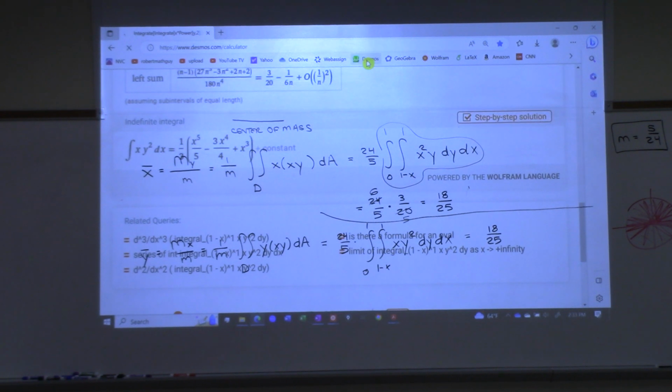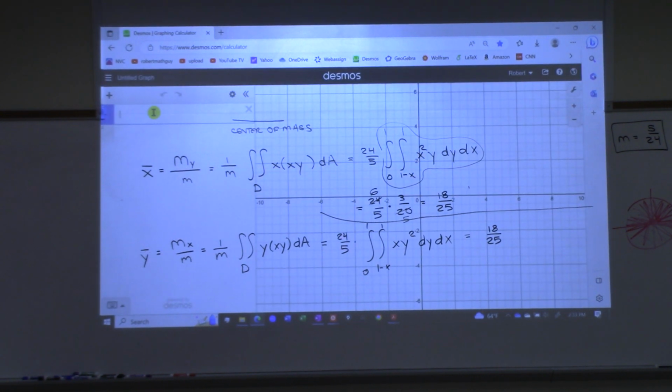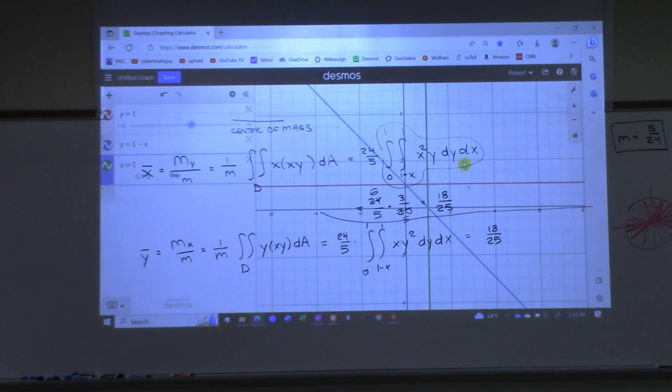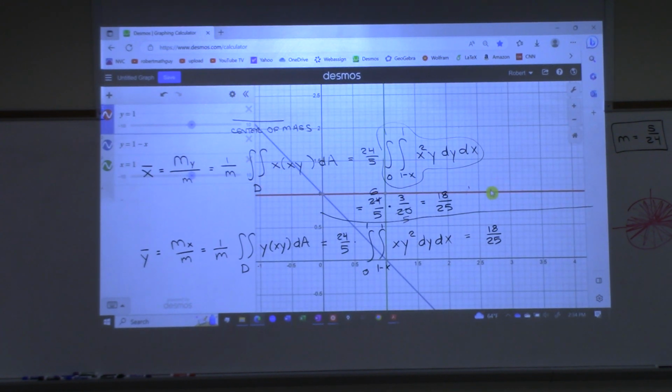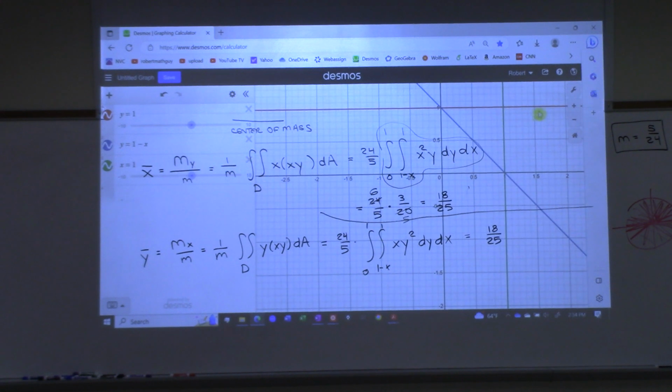I never graphed it, but it was y equals 1 minus x, right? And then x equals 1. So what we're saying is that if you were to look at that, there's our region right in here, right? The center of mass of that turned out to be at, where is it, 3 over 20? No, 18 over 25. 18 over 25.